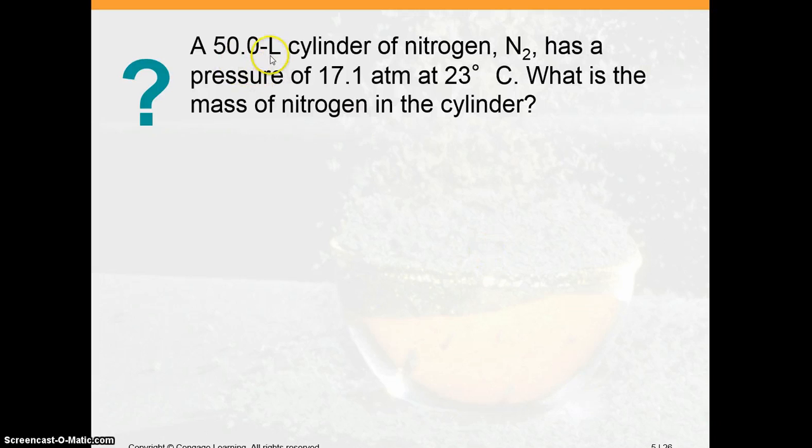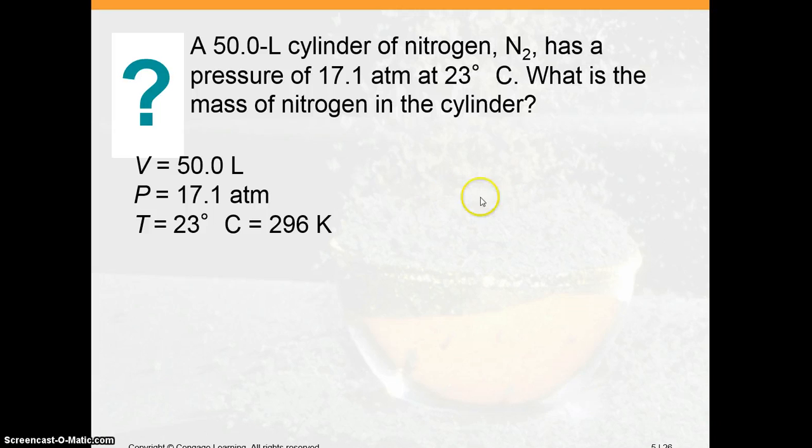Alright, here you have a volume of nitrogen, pressure in atmospheres, temperature in Celsius, and I ask for the mass. None of the gas laws involve mass, but this one does involve moles. N is moles and PV equals nRT. So you can solve that equation for moles and then convert moles to grams, which we learned in early parts of the chapter.